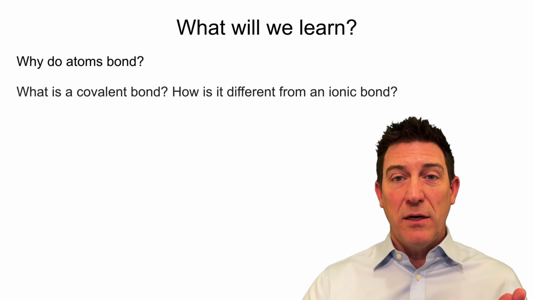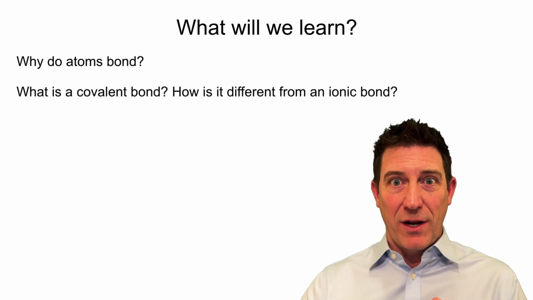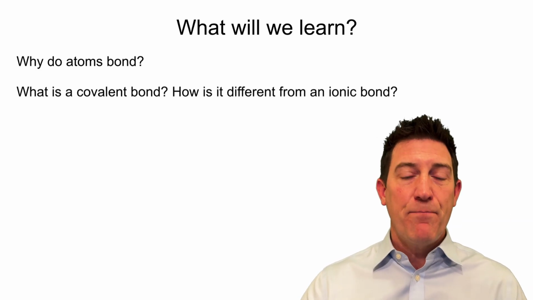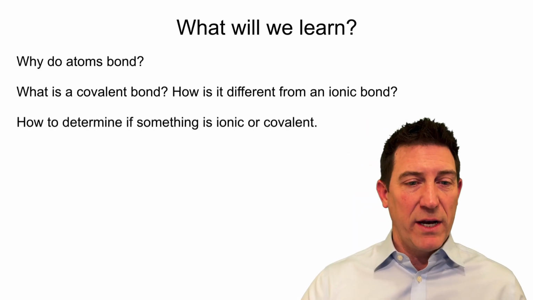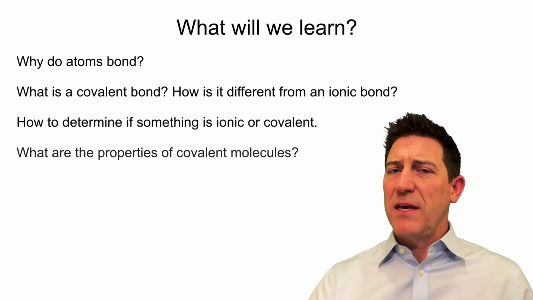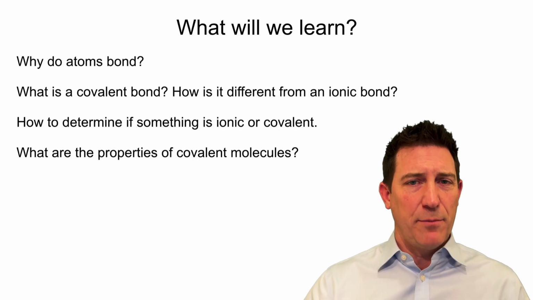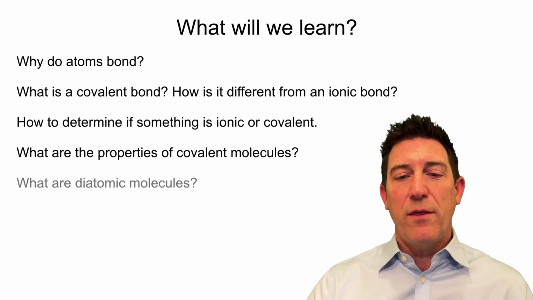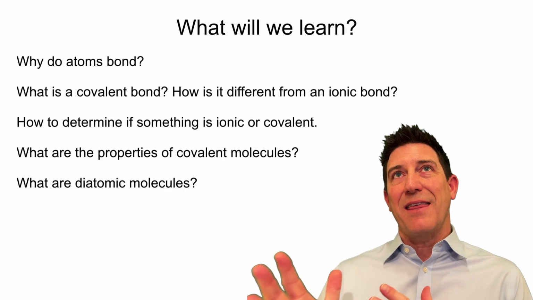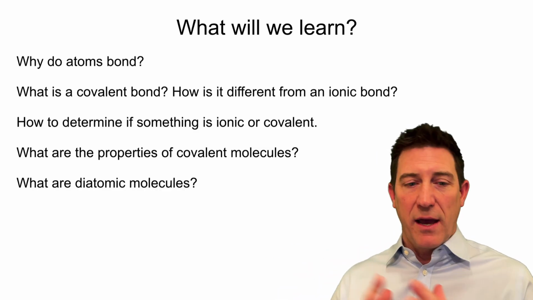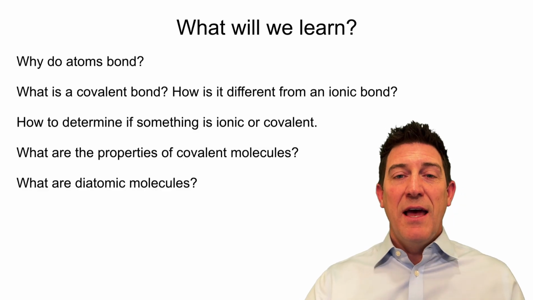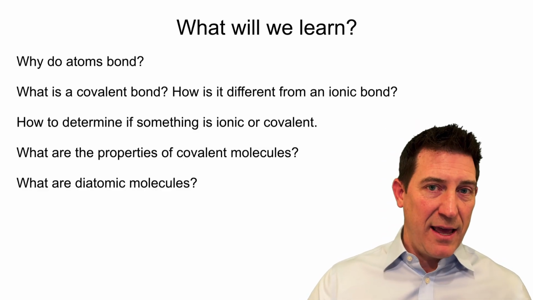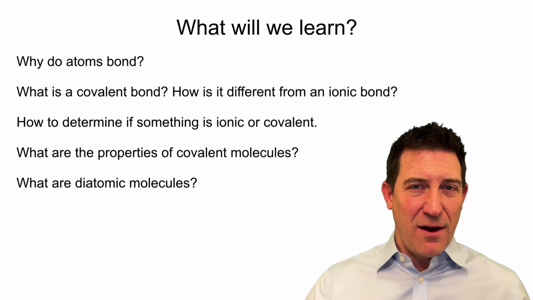Why do atoms bond? We've covered that in ionic bonding, but we're going to get into it for covalent bonding as well. How is a covalent bond different than an ionic bond? And what is it? And how do we know if something is held together with ionic bonds or covalent bonds? I'll show you. And what are the properties of covalent molecules? How do they act differently than the ones we've learned about with ionic compounds? And then this really important one that's going to carry us through as we start to write formulas and names, these things called diatomic molecules.